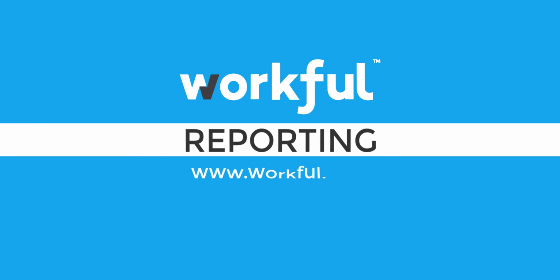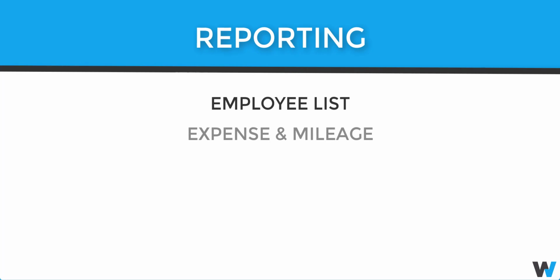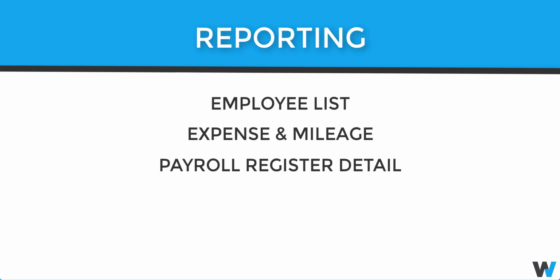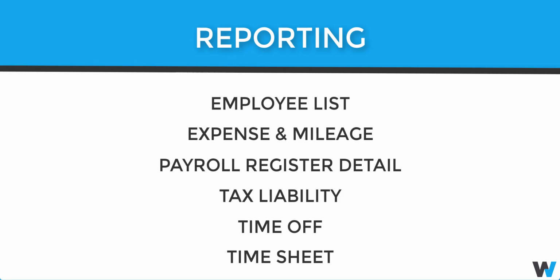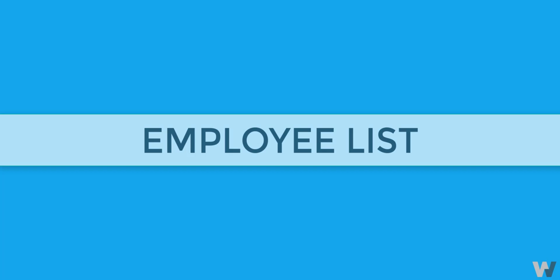In this tutorial, I'll walk you through the Reporting tab. I'll briefly explain the Employee List, Expense and Mileage Report, Payroll Register Detail Report, Tax Liability Report, Time Off Report, and Timesheet Report. I will also show you how filtering works by looking closely at the Timesheet Report.